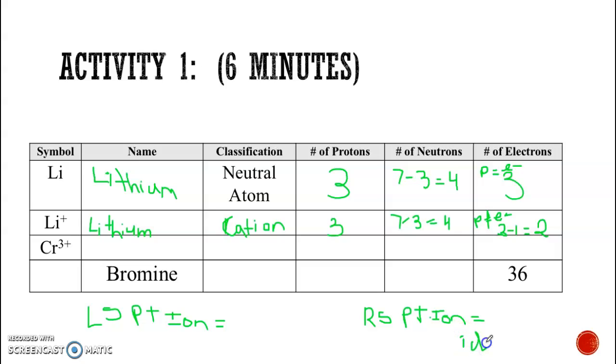We'll talk a little bit more about this when we get to bonding, but that's how you can also notice by the name it's an ion, because it ends in "ide" or ends in ion. That's one way we can notice it's an ion as well.